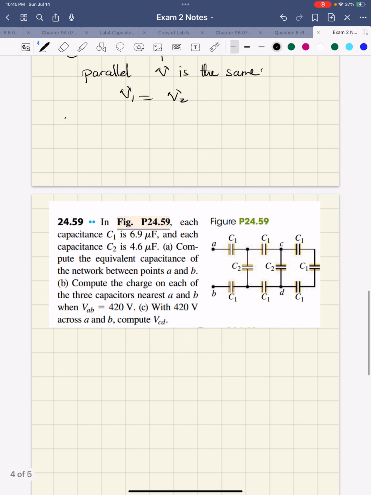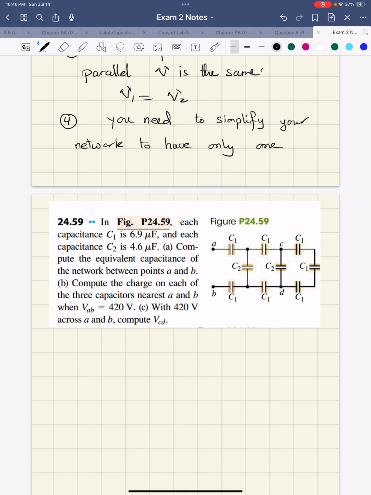Number 4, you need always, even if the question is not asking, because if I'm asking you to calculate the charge on a capacitor or potential difference, you need to simplify, and this is your first job, to simplify your network to have only one capacitor.